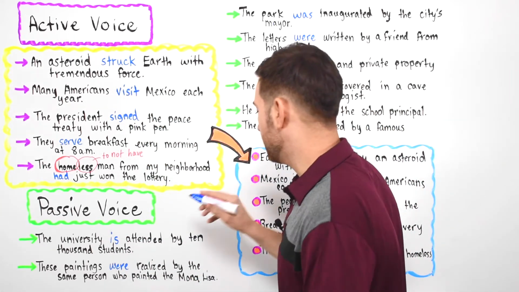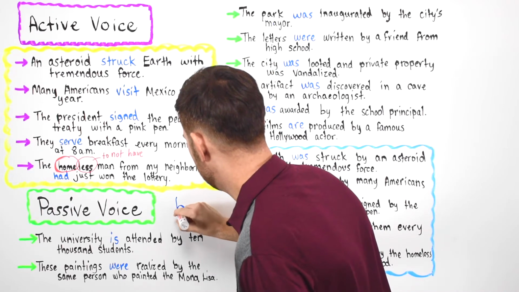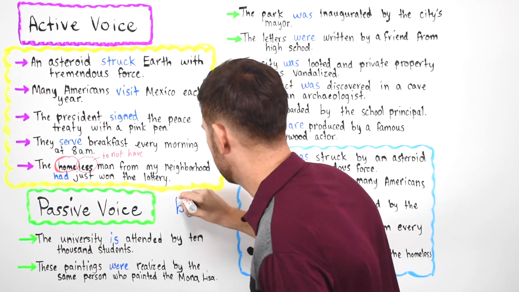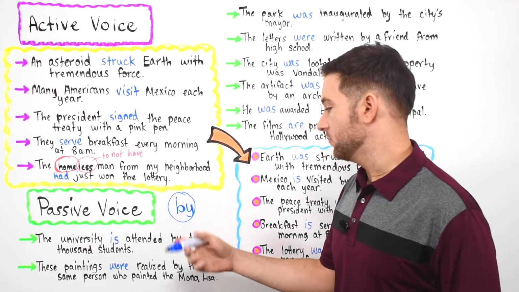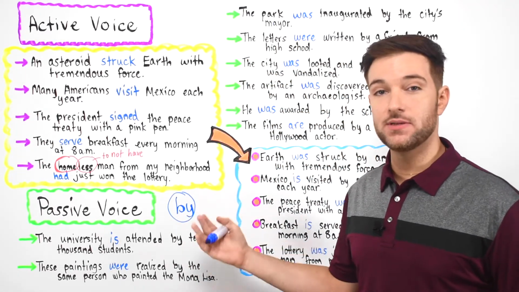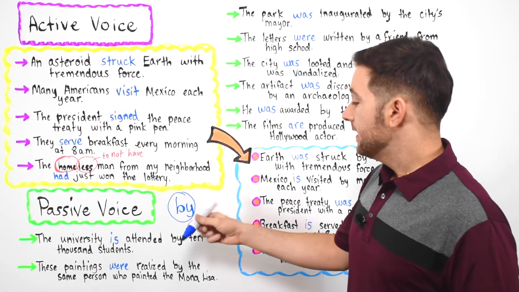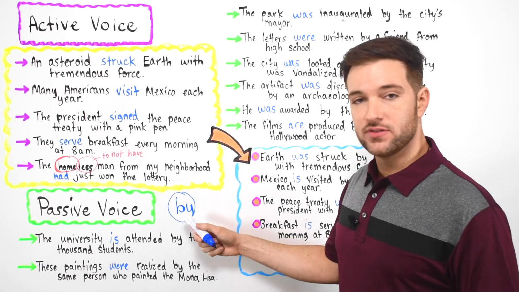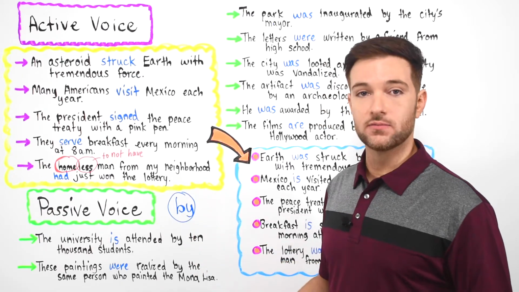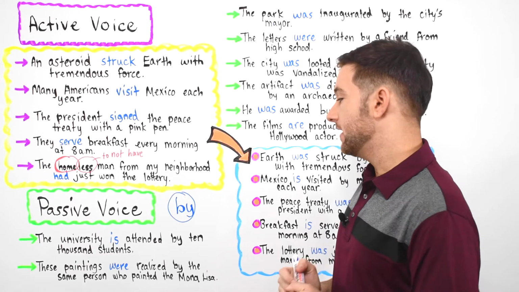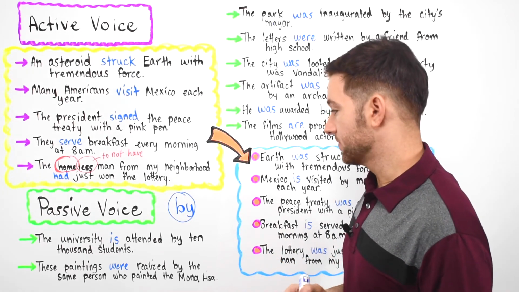I'll write by right here. So this word by introduces the agent, which is a person or maybe a thing. But in some cases, we don't need to use this. So you can choose whether you want to use by or not. Okay, it's your choice. So let's go ahead and take a look at some of the examples.